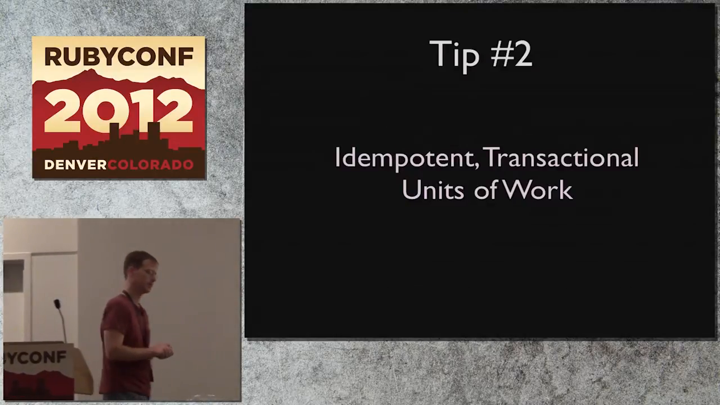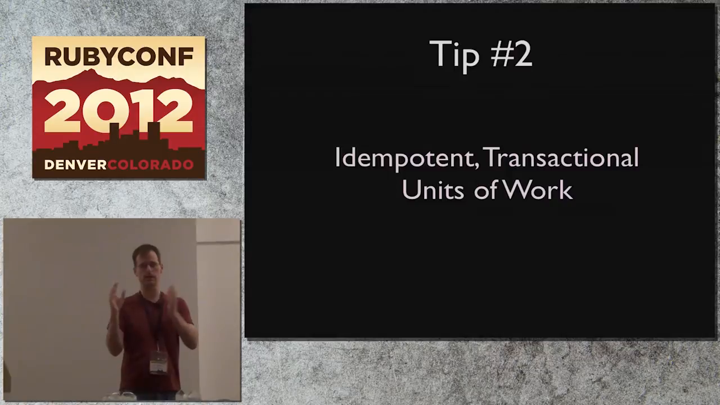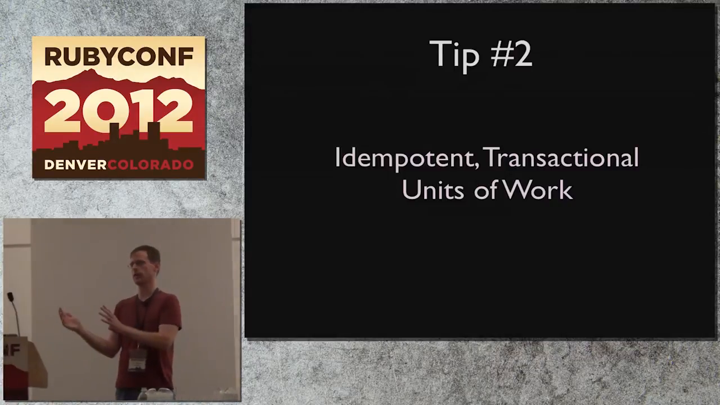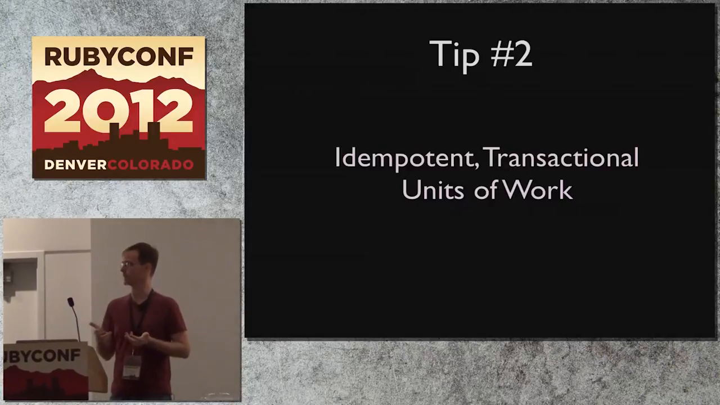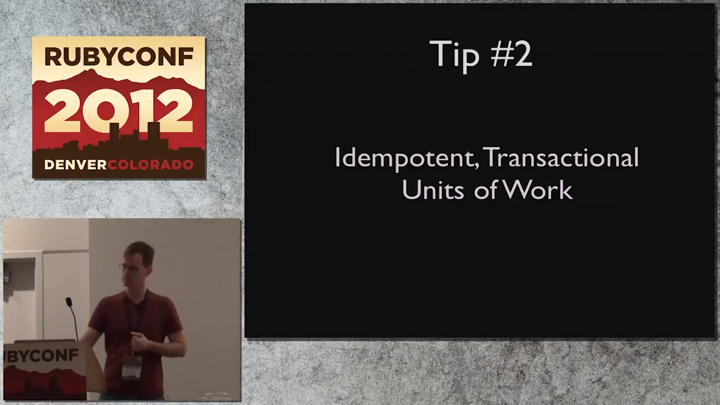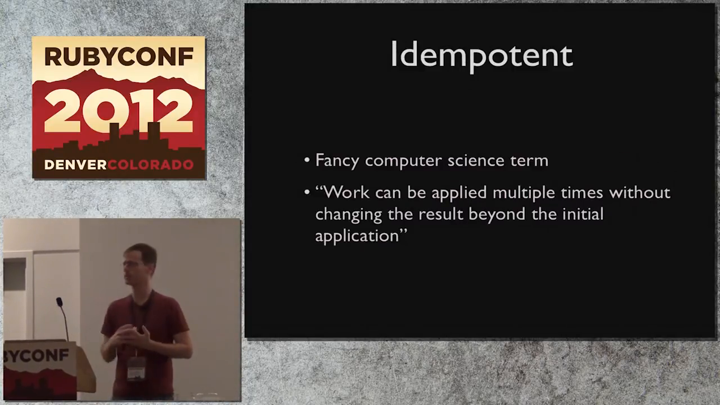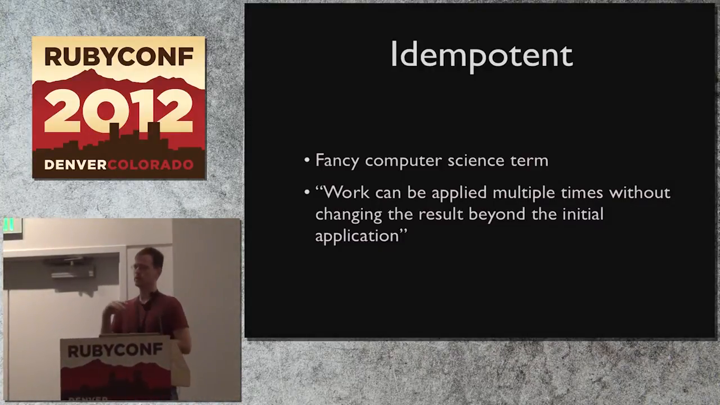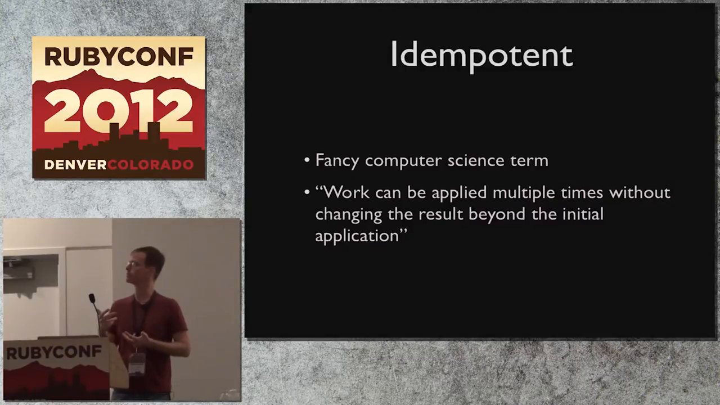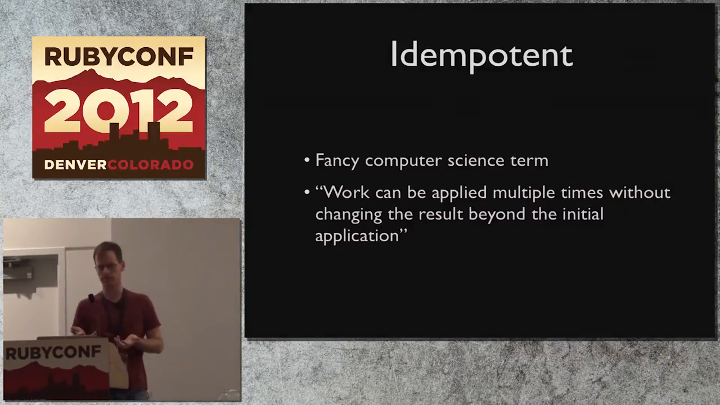Tip number two, we've talked about the client and passing messages. Now on the server side, when you're doing your work, you want your work to be what's known as idempotent and transactional. Idempotent is a fancy computer science term. It basically means performing the action many times will not harm your system.